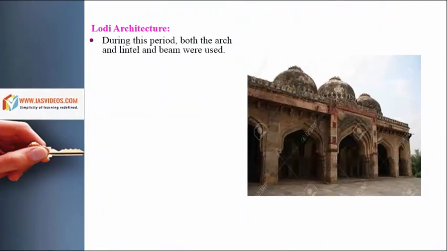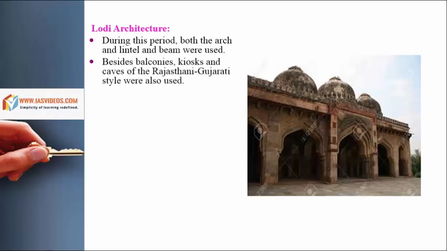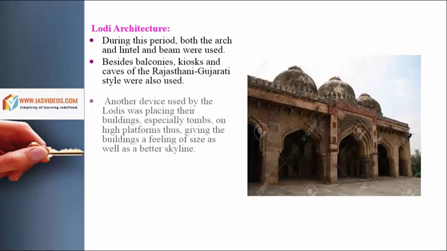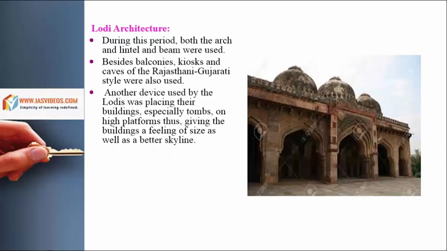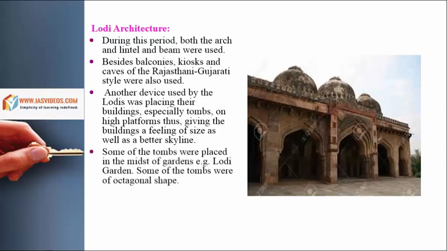Lodi architecture. During this period, both the arch and the lintel and beam were used. Besides balconies, kiosks and eaves of the Rajasthani Gujarati style were also used. Another device used by the Lodis was placing their buildings, especially tombs, on high platforms, thus giving the buildings a feeling of size as well as a better skyline. Some of the tombs were placed in the midst of gardens, for example Lodi Garden. Some of the tombs were of octagonal shape.